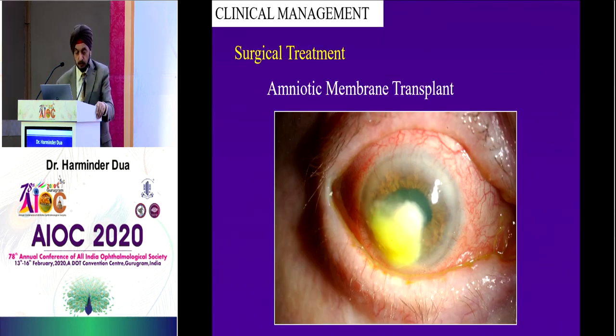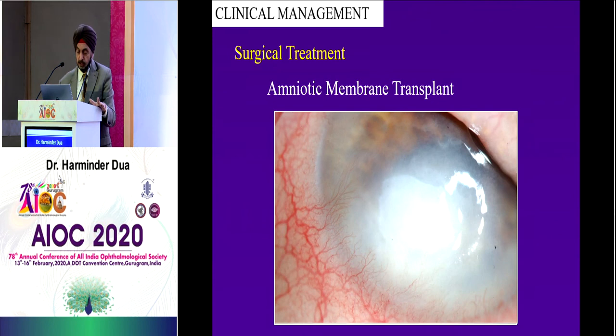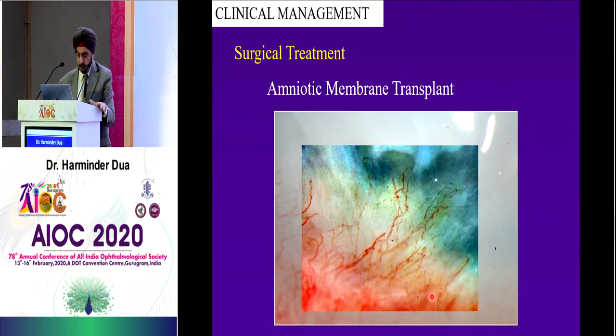Rashmi told us about use of amniotic membrane. If there is inflammation and the inflammation is attracting vascularization, you can stick amniotic membrane over here like we did. It will calm the inflammation and the vessels will also regress, as we see over here, this cattle trucking in the vessels.